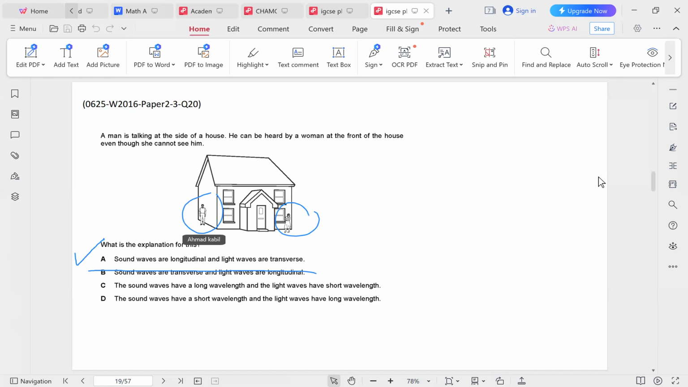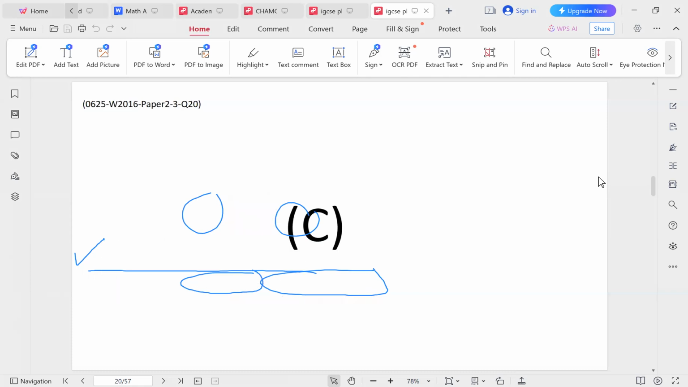The only reason why the woman would be able to hear the man is that sound waves have a long wavelength, whereas light waves have a short wavelength. This is why a woman is able to hear a man even though she cannot see him. So you should know that basically light waves have a very high frequency and therefore a very short wavelength. Whereas sound waves have a long wavelength, but a relatively low frequency. So C is the correct answer here.